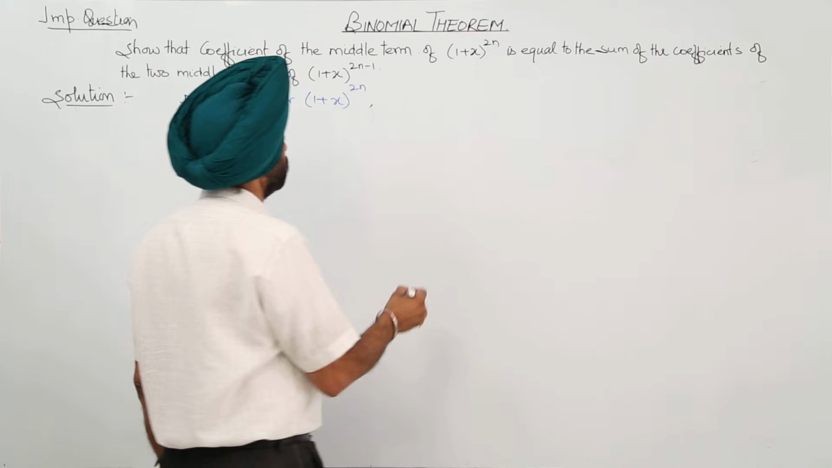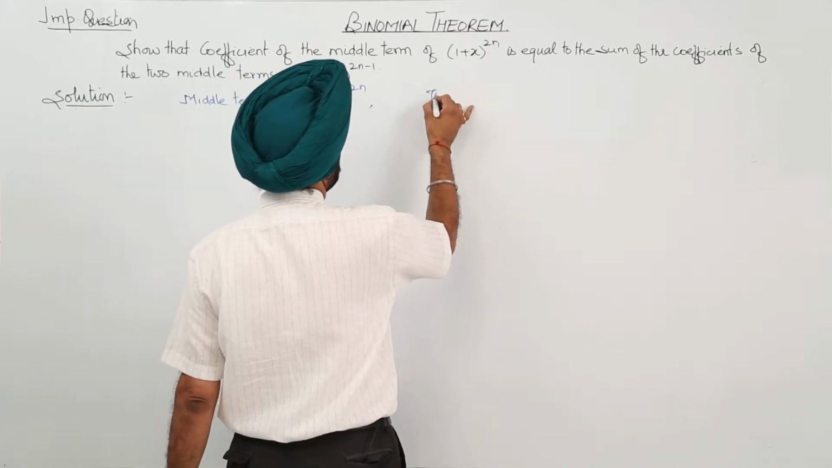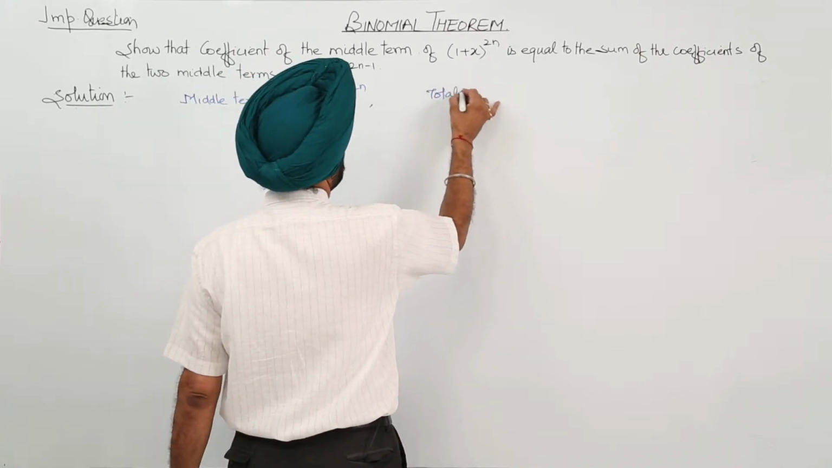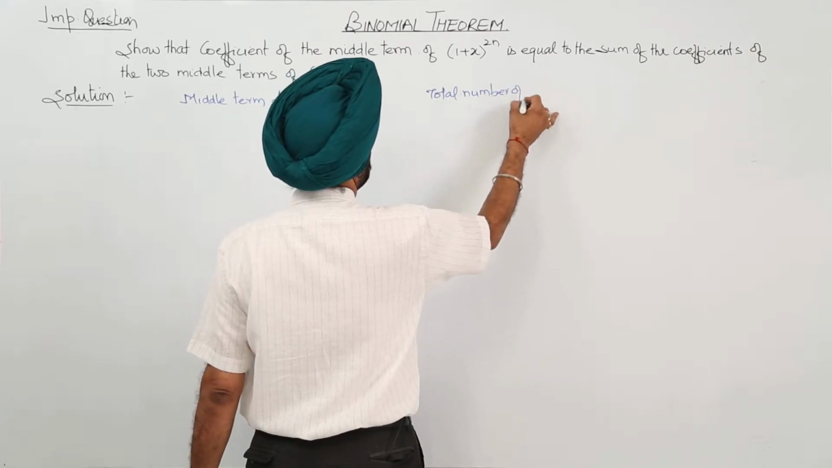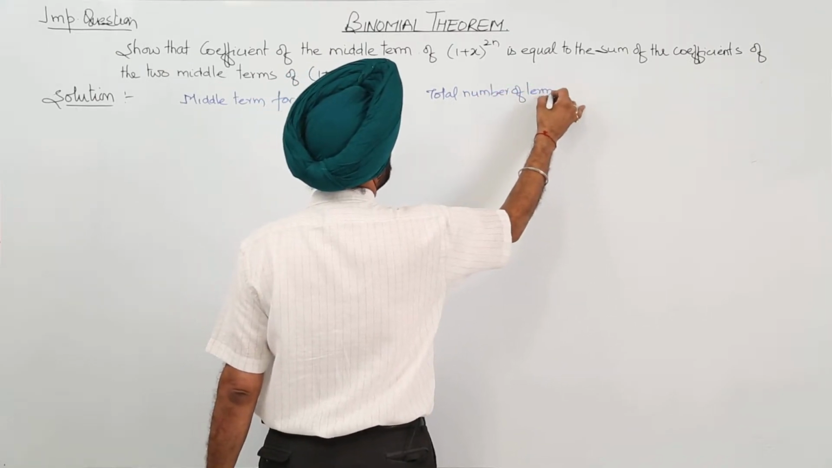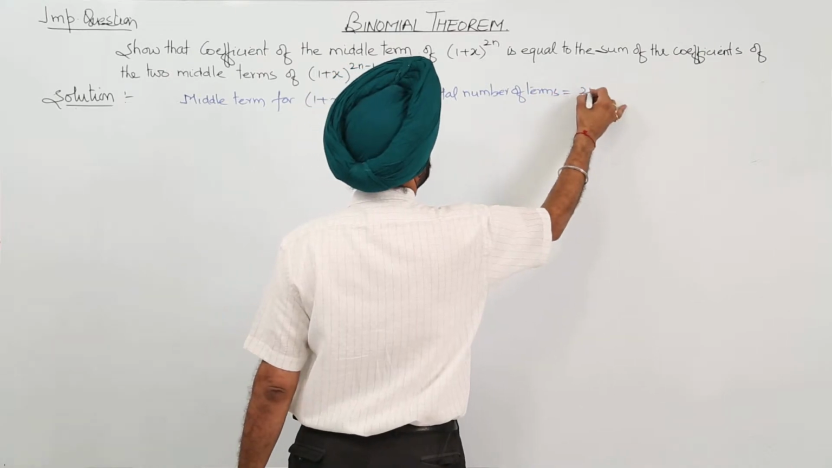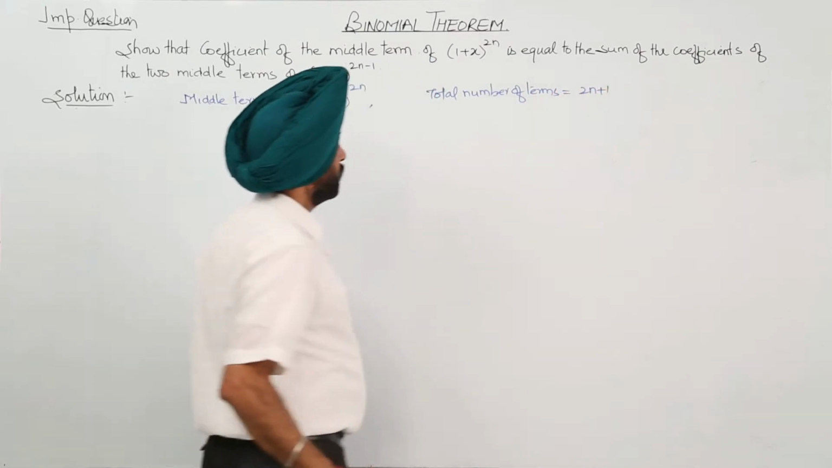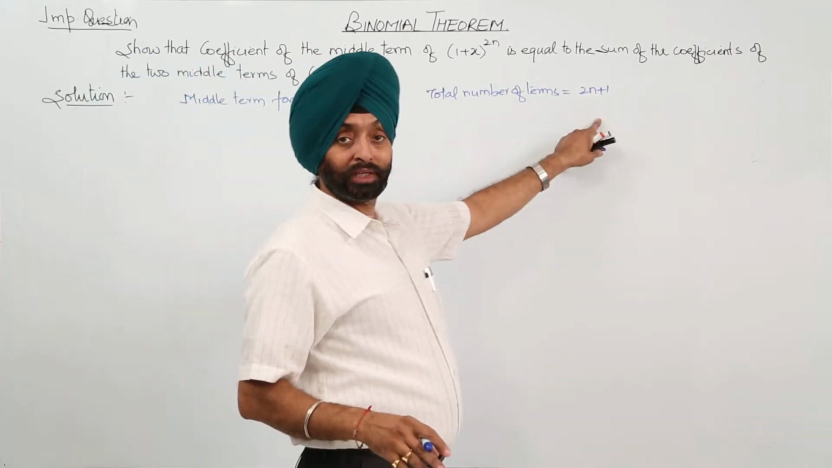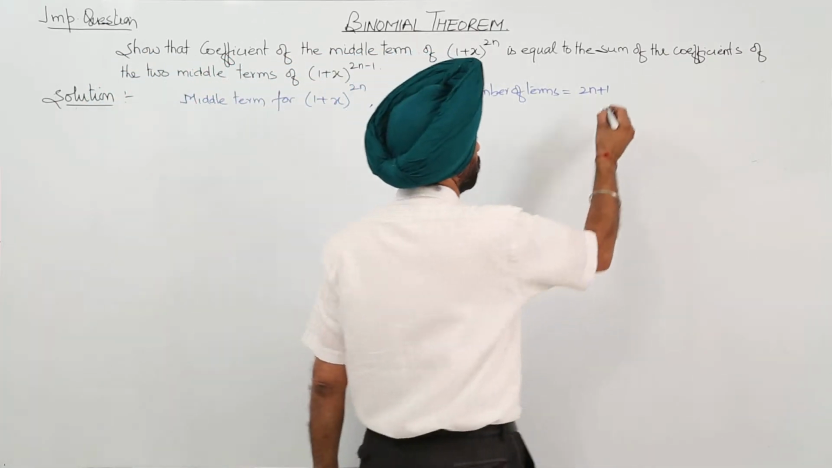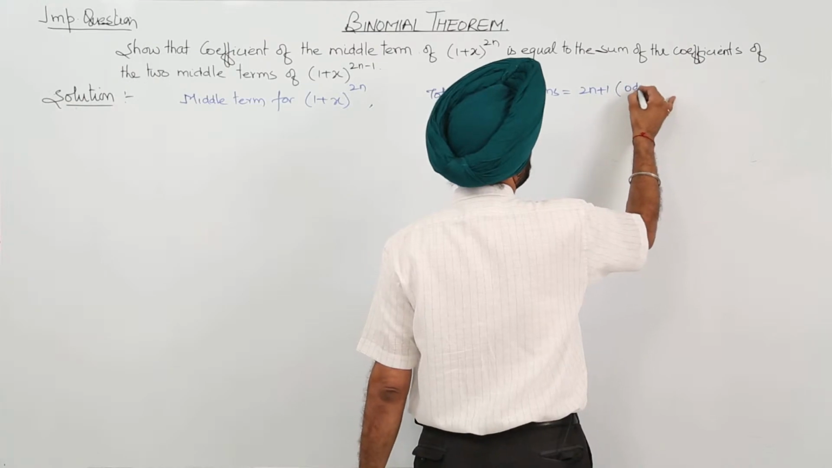Now here the total number of terms is equal to 2n + 1. Now twice of n means an even number, so the total number of terms is odd. Okay. Now this is what? This is odd.